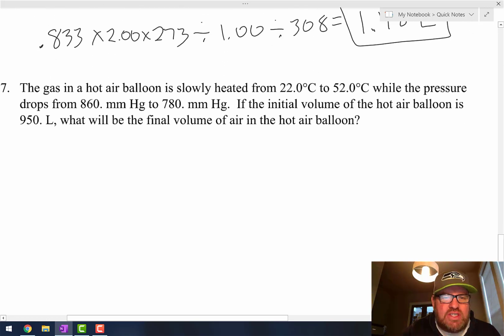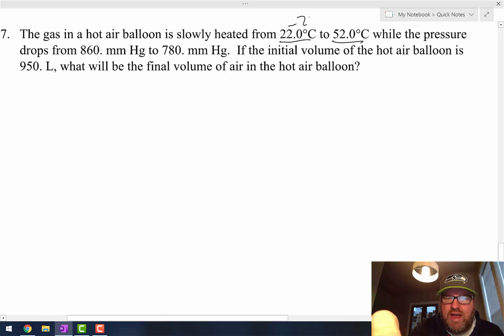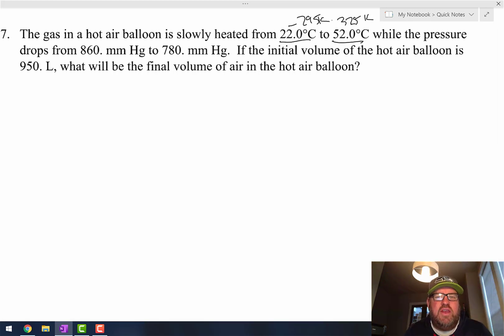Now, number 7, our last one. The gas in a hot air balloon. So how do hot air balloons work? Well, the gas in the hot air balloon is slowly heated as they turn on that flame from 22 degrees to 52 degrees. So that's 295, and 273 plus 52 is 325 Kelvin. While the pressure drops from 860 to 780 millimeters of mercury. If the initial volume of the hot air balloon is 950 liters, again, a hot air balloon's pretty big, what will be the final volume of air in the hot air balloon?